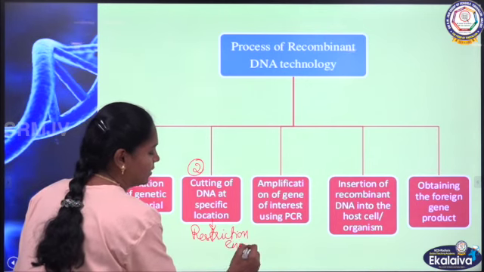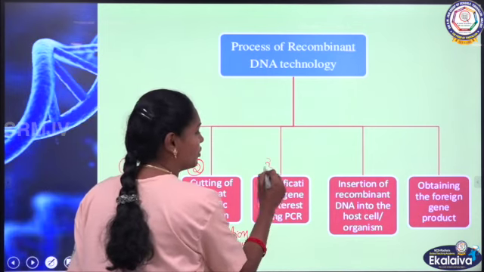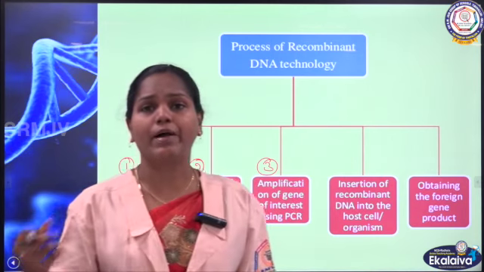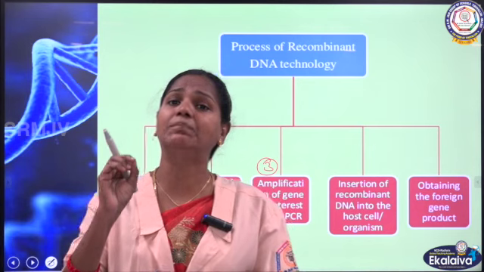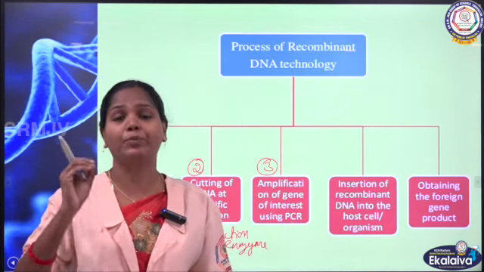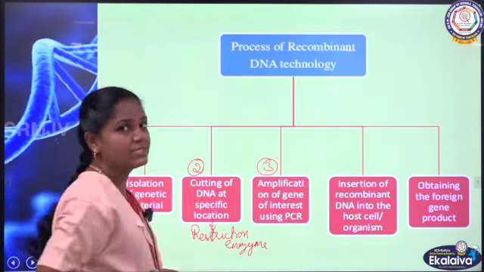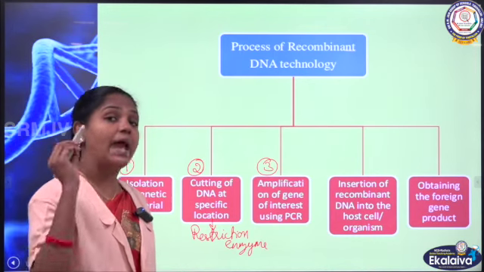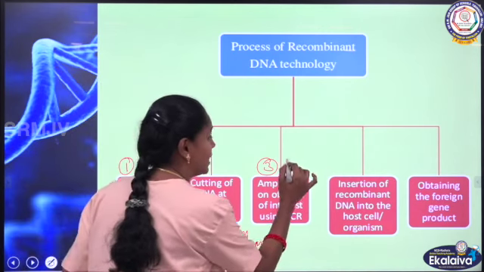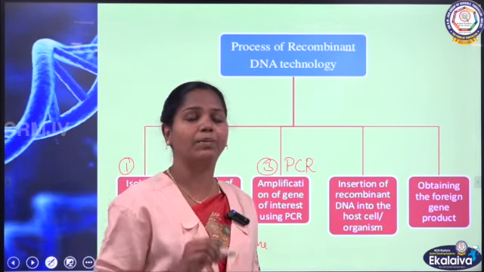Then the third step in rDNA technology is amplification of DNA. What is amplification of DNA? Sometimes from the sample we get only a very little amount of DNA. So to amplify, to multiply, to produce copies of the available DNA, we go for this step, and here you are going to learn about another important technique under recombinant DNA technology, which is nothing but PCR. In our next video, we will see about PCR.